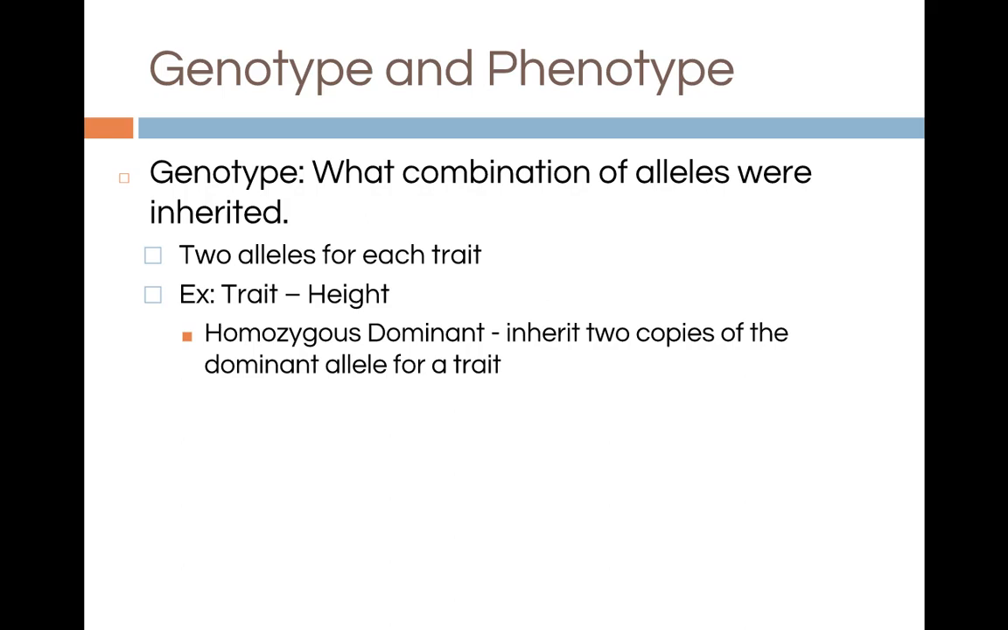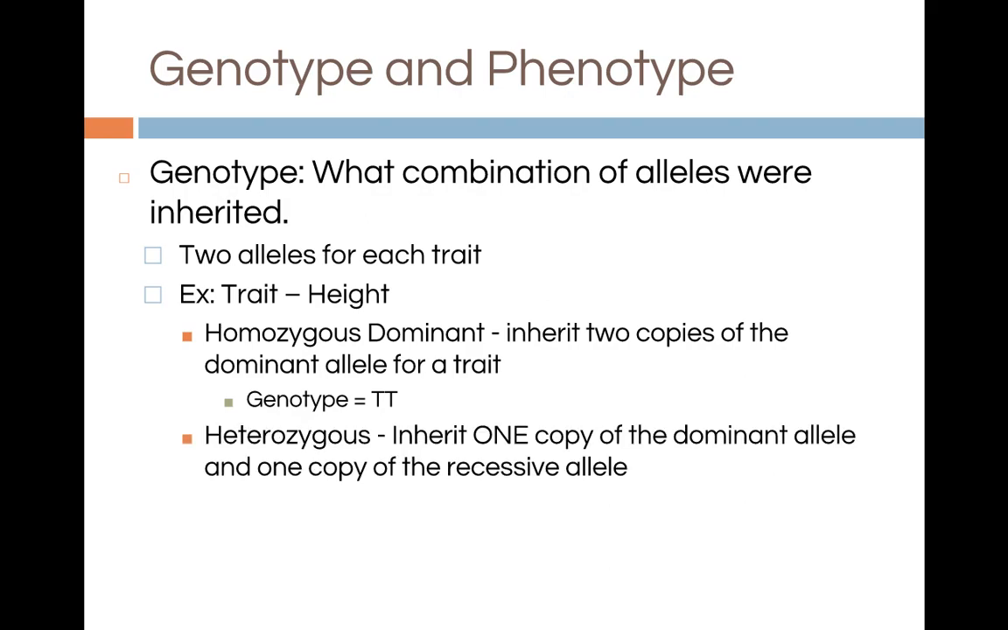So the prefix homo means same. So your genotype would be big T, because we use the capital letter of the trait for the dominant allele. It's kind of a shorthand. If you are heterozygous, that means you have inherited one copy of the dominant allele and one copy of the recessive allele. So one parent gave you the dominant allele, one parent gave you the recessive allele for the particular trait. And it would look like this. So your genotype would be big T, little t.